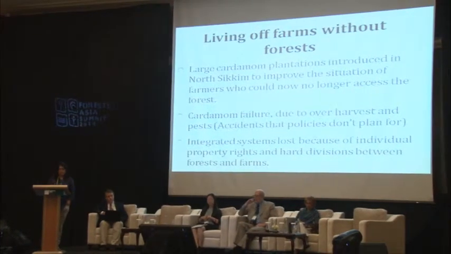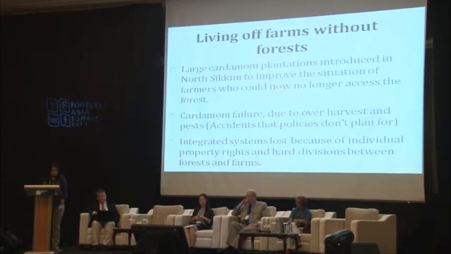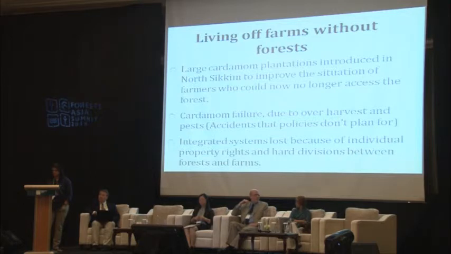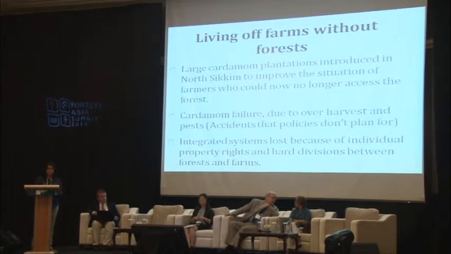What is happening in North Sikkim now is that the large cardamom plantations, which were introduced in North Sikkim, have been degenerating. There have been pests, there have been other problems that have taken place in these large cardamom plantations. And the attributed reasons, which are not completely documented, are either overharvest or pests. And in many ways, these are things that the policies never really accounted for.